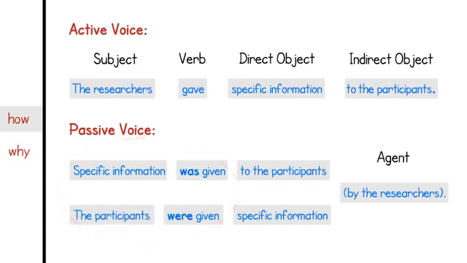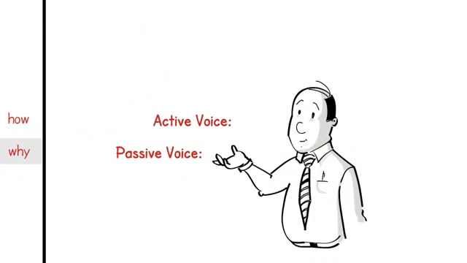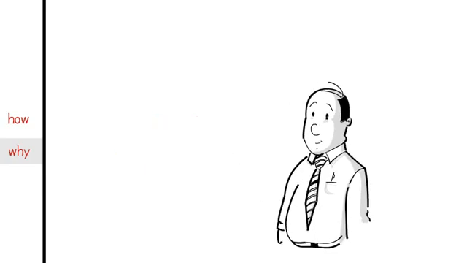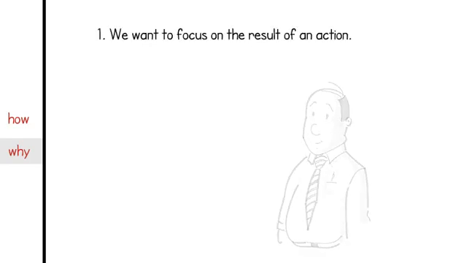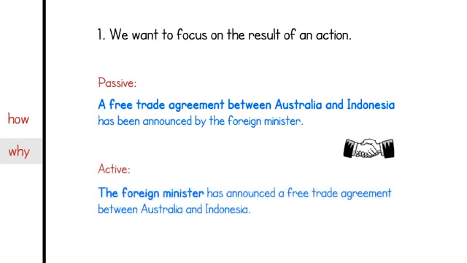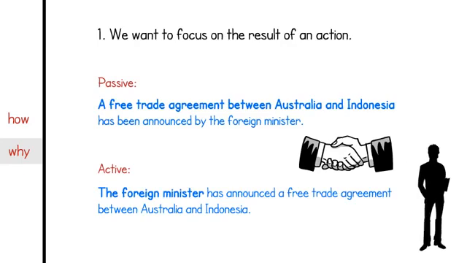Now that we know what the passive voice looks like, we need to consider when and why we would choose to use the passive voice instead of the active. First, it is better to use the passive voice when we want readers to focus on the result of an action, rather than the person or thing that is doing it. For example, we might say, a free trade agreement between Australia and Indonesia has been announced by the Foreign Minister, rather than, the Foreign Minister has announced a free trade agreement between Australia and Indonesia, because we're more interested in the free trade agreement than the Foreign Minister.